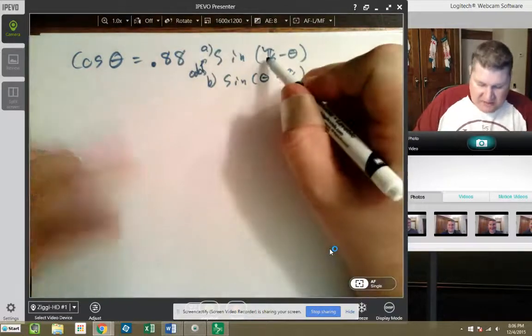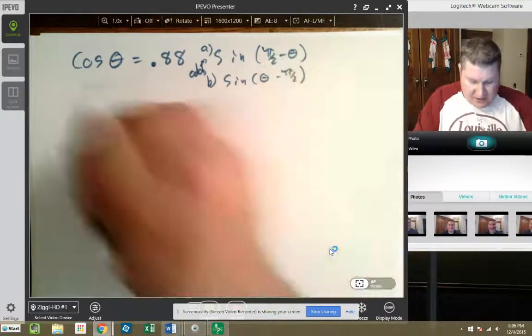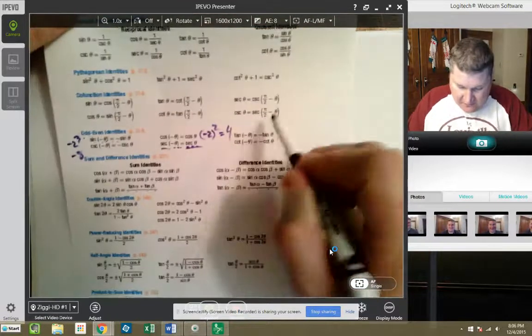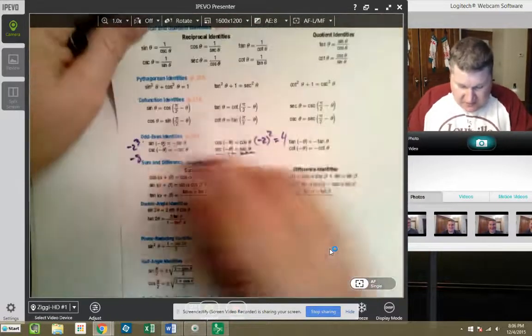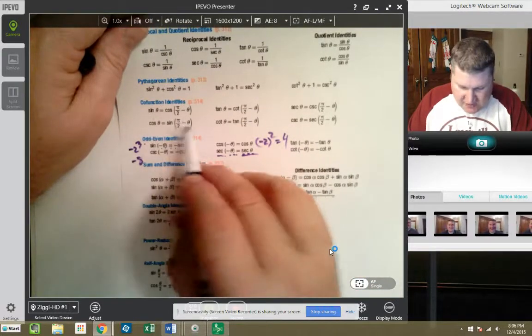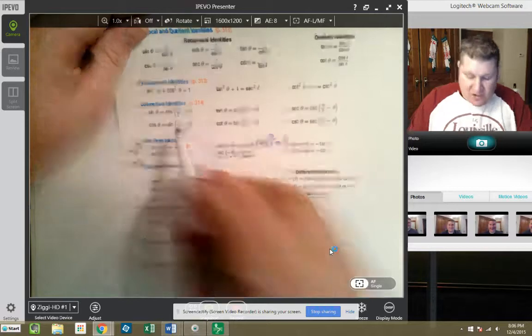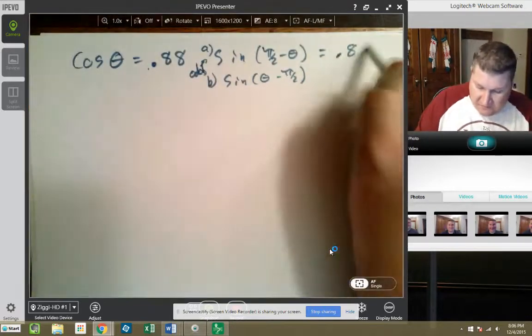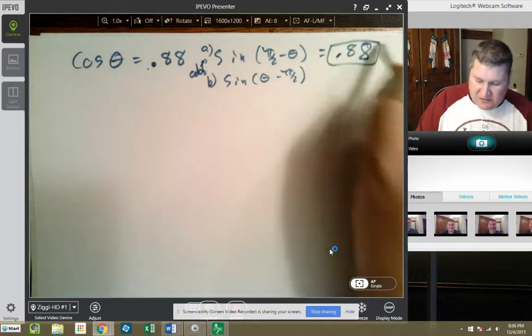So in this case, I have the property cosine theta. What would it equal to be pi over 2 minus theta? Let's see here. Cosine equals sine of pi over 2 minus theta. Those two are actually equal. So by being equal, whatever this is, it's done. That's your answer.